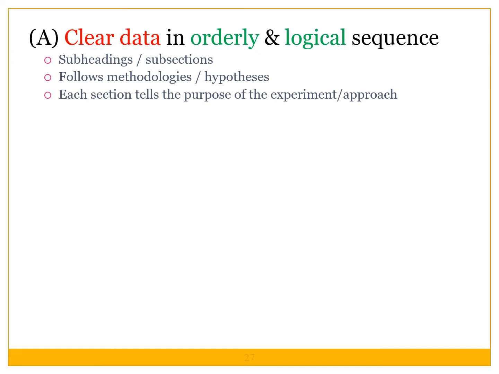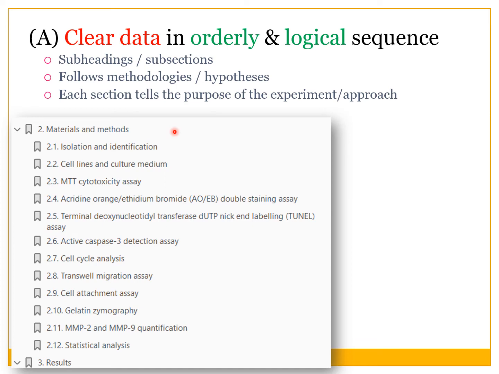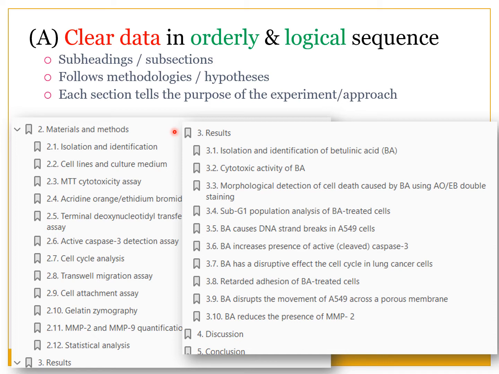So how do you write it in a clear, orderly manner? Usually you start with writing subheadings or subsections and follow the sequence of the methodologies or your hypothesis, and each section will tell the purpose of the experiment or the approach. So these are examples of how you make your results tally with your methods. Try to follow as closely as possible what you have mentioned in the methods.